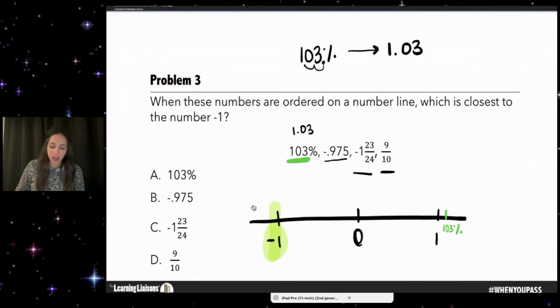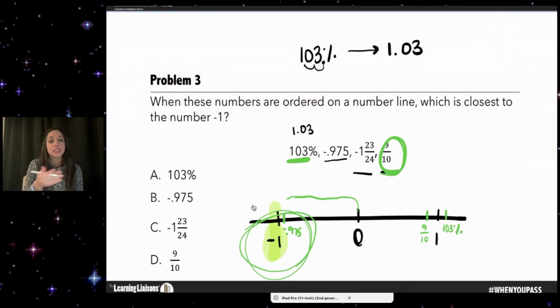Negative 0.975. So I'm going 0, negative 0.1, negative 0.2, negative 0.3, negative 0.4, negative 0.5, negative 0.6, negative 0.7, negative 0.8, negative 0.975, and then 1 whole. That's pretty dang close. 9/10 is going to be super close to the number 1, not the number -1. It's on the positive side. And I already have a negative number on the negative side that's close to the number -1. So I'm not going to even entertain that as an idea. So I know these are out.